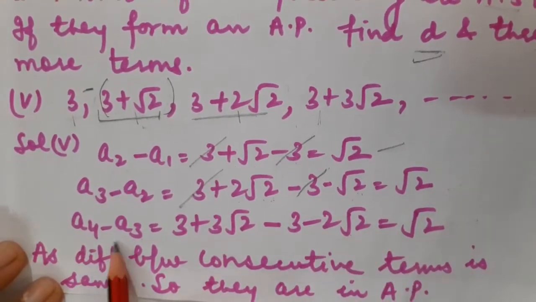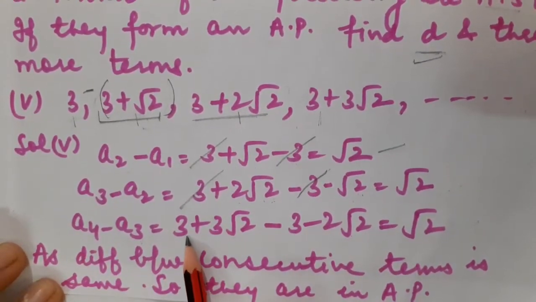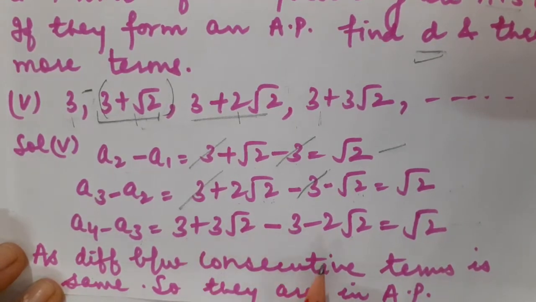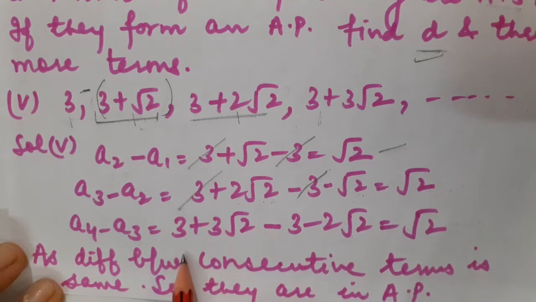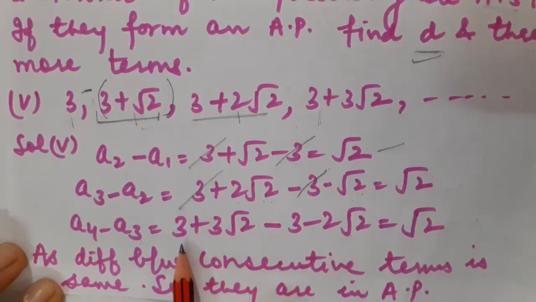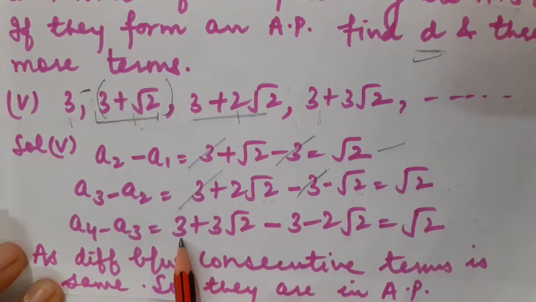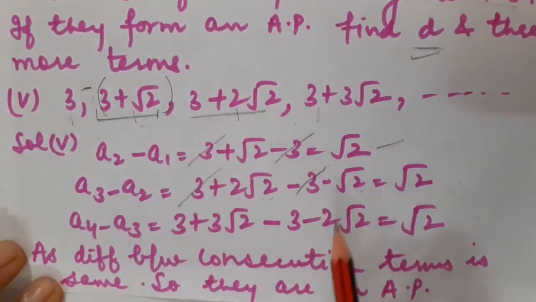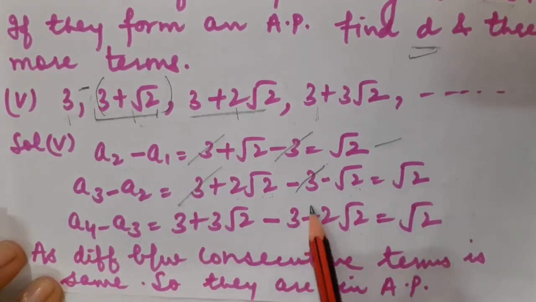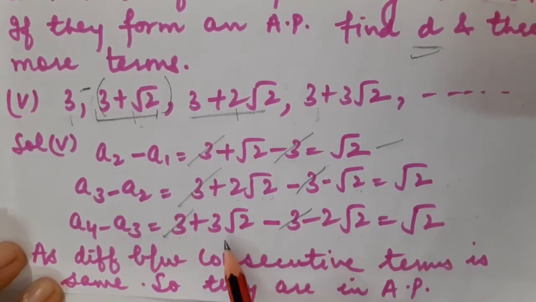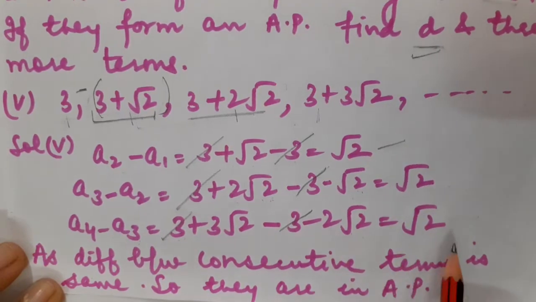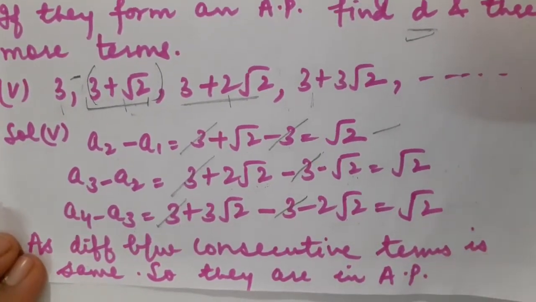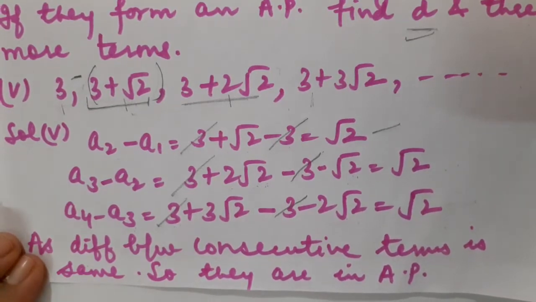It is A4 minus A3. So what is A4? Means the fourth term of the given AP, that is, of the given list of numbers, because right now we have not confirmed whether this is an AP or not. So let us go for the next difference. It is 3 plus 3 root 2 minus 3 minus 2 root 2. Correct? So again positive 3 and negative 3 are going to be cancelled. 3 root 2 minus 2 root 2 will give you root 2. As the difference between the consecutive terms is the same, they are in AP.